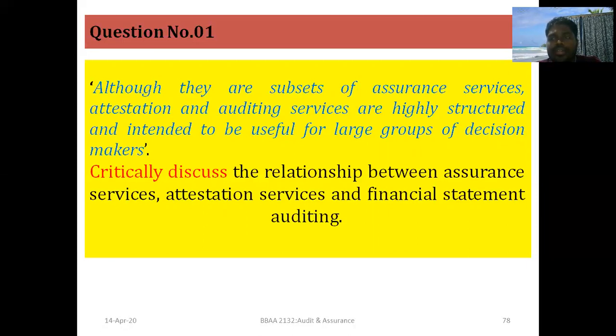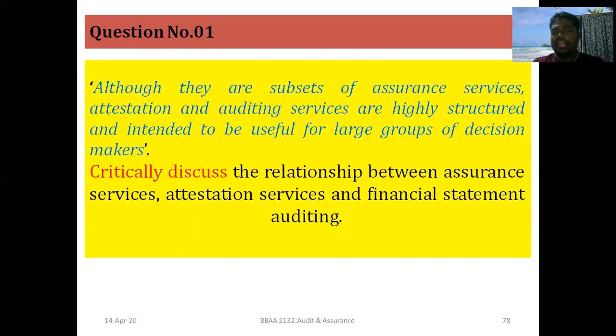Try to get some idea, because the examiner is going to ask a question based on this sentence. Then the question is, critically discuss the relationship between assurance services, attestation services, and financial statement auditing. You may be happy because we already discussed these three things: assurance service, attestation service, auditing. Even if you can't understand a question thoroughly, try to give some idea from the exam point of view, because you can never expect all the questions to be direct questions. You can expect a maximum of 30 marks from indirect types of questions, because you already studied those things, but they are never direct questions.